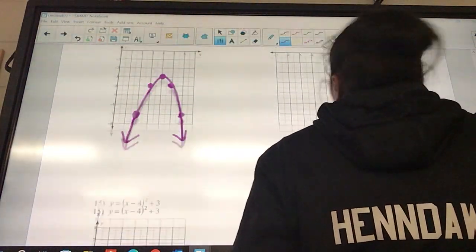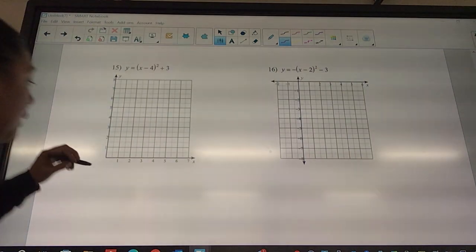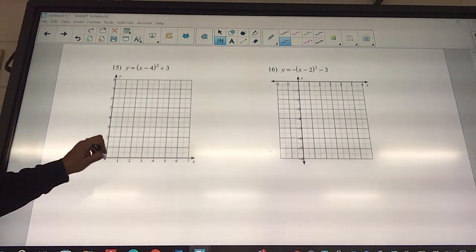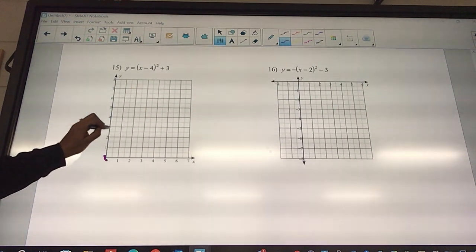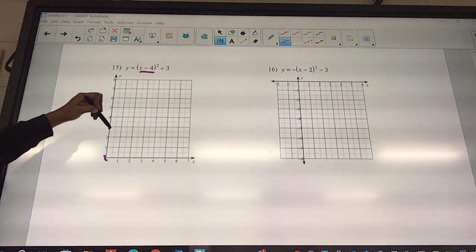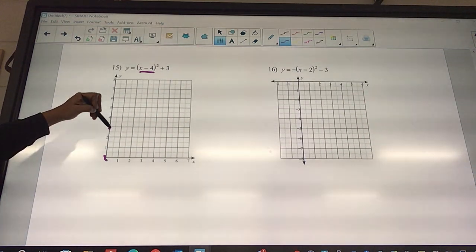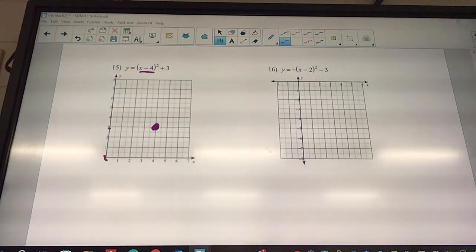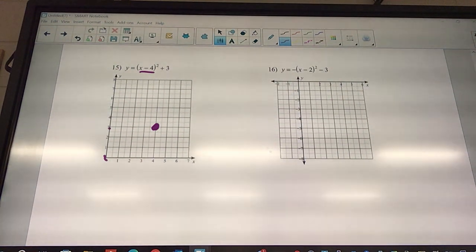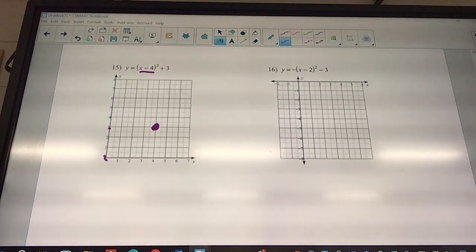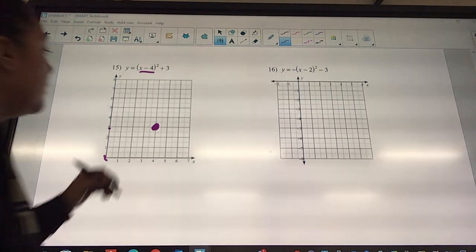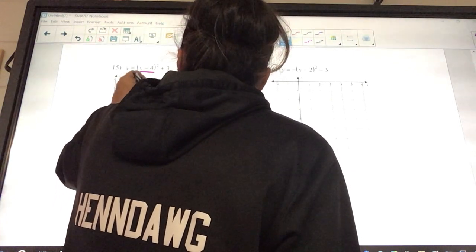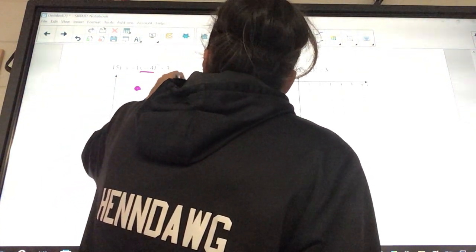Okay, 15. We're gonna start at 0, 0. Okay, what does that plus 3 do? We're gonna go up 3, a minus 4, right 4. Okay, does this graph open up or down? Up. Okay, so we're gonna go up 1 over 1, and then up 4 over 2. 1, 2, 3, 4 over 2.